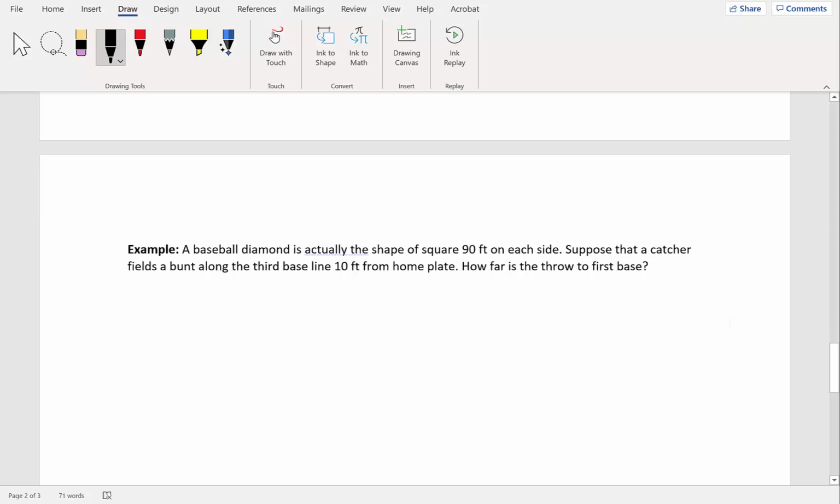Okay, well, let's go ahead and create a drawing. So let's create our baseball diamond. Okay, so we have our baseball diamond. Say this is home base. This is first base. Second base. And we have third base. So now we're given that the baseball diamond is actually the shape of a square and it's 90 feet on each side. So each one of these sides is 90 feet.